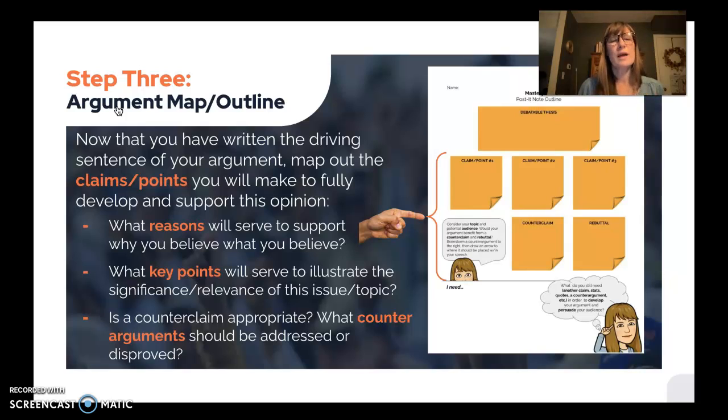Now, it's also important to ask yourself, is a counterclaim appropriate to my particular topic and my particular argument? Many times it is, particularly if you have a topic that is very controversial, particularly in a pro-con sort of sense. So if you find that a counterclaim is relevant and it's going to really strengthen the argument you want to make, then you want to go ahead and brainstorm one of those as well.